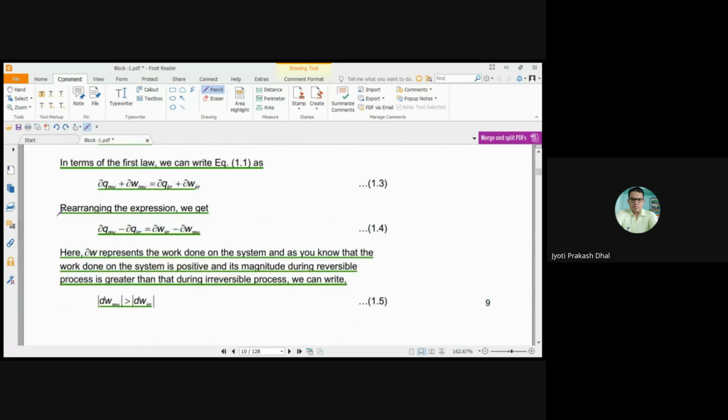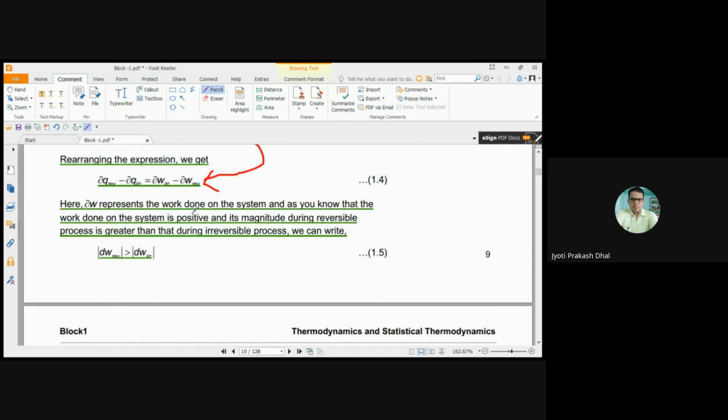So now rearranging this expression, we can write del q reversible minus del q irreversible equals del w irreversible minus del w reversible. Here del w represents the work done on the system, and you also know that work done on the system is positive, because according to chemical thermodynamics, when work is done on the system we consider it positive work, and when work is done by the system, we consider it negative work.